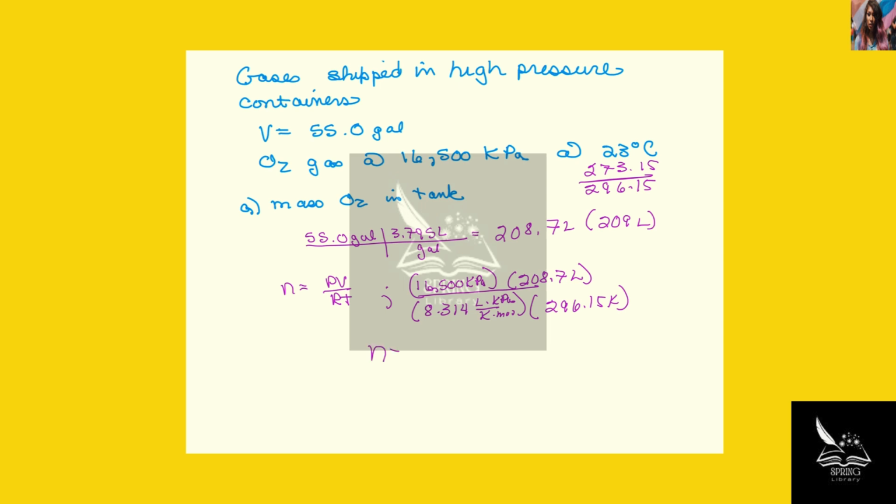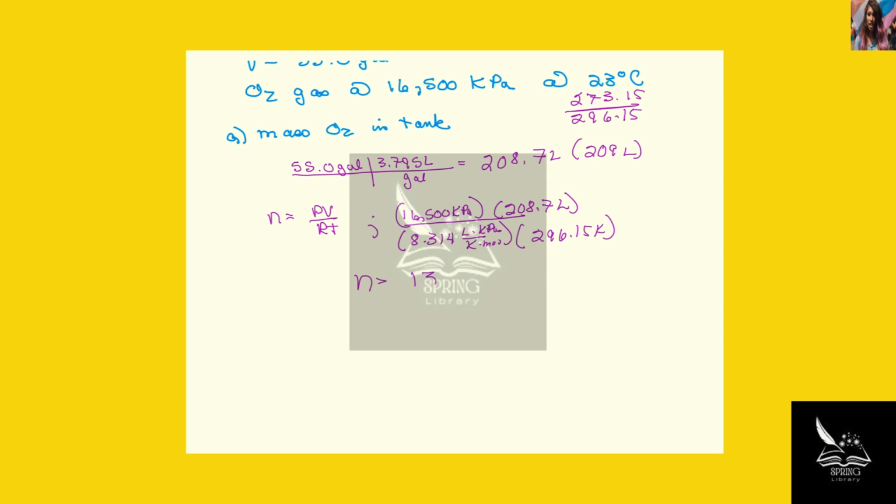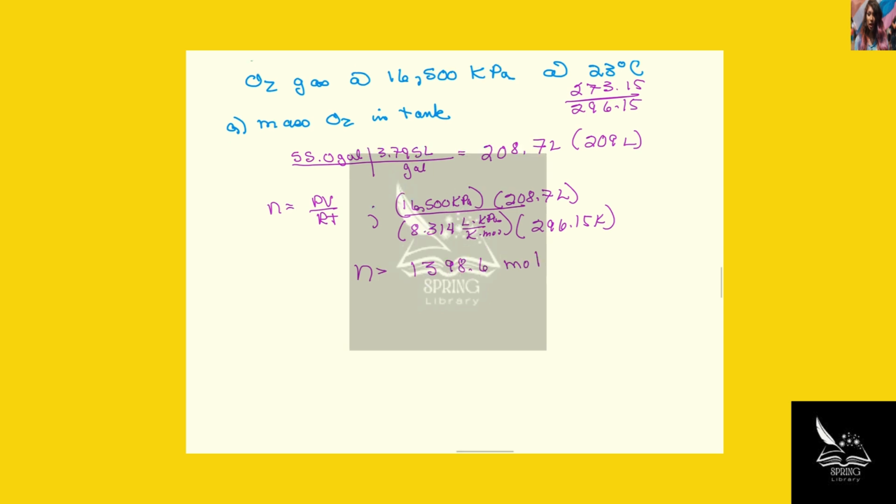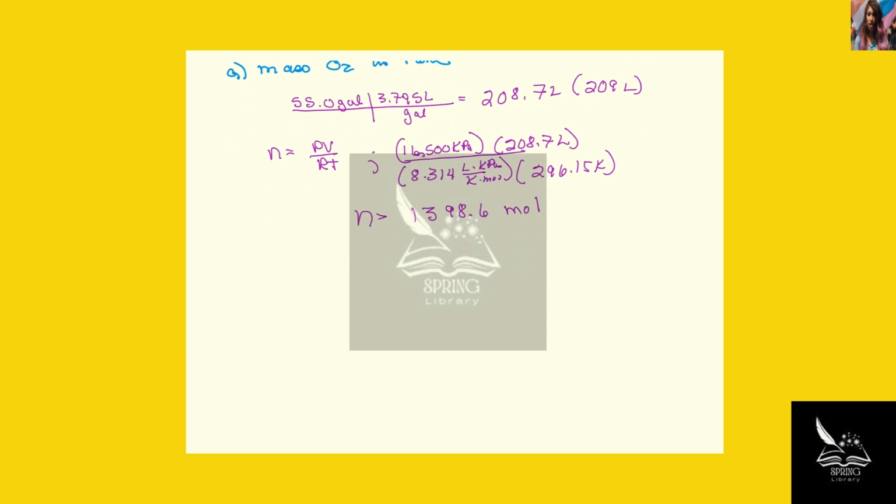My n will equal 16,500 times 208.7 divided by 8.314 divided by 296.15, enter. And I get 1398.6 moles. Finally, I'm going to take 1398.6 moles times 32 grams per mole.